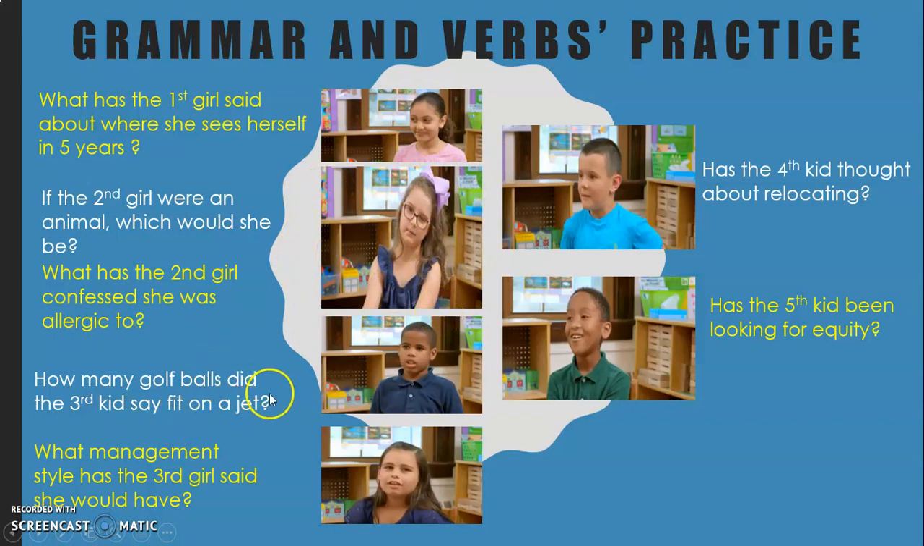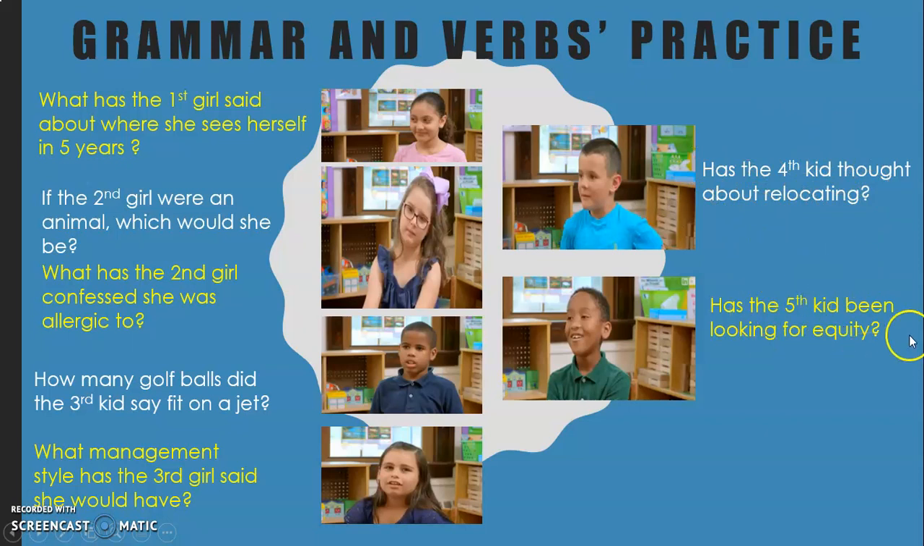How many golf balls did the third kid say fit on a jet? This is past simple tense because we use did. What management style has the third girl said she would have? Present perfect tense. Remember, she was very bossy. Has the fourth kid thought about relocating? This is a yes/no answer, and this is in present perfect.